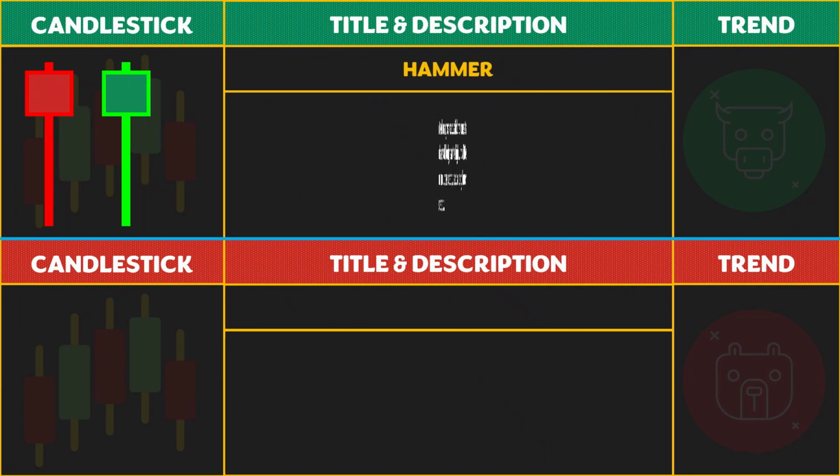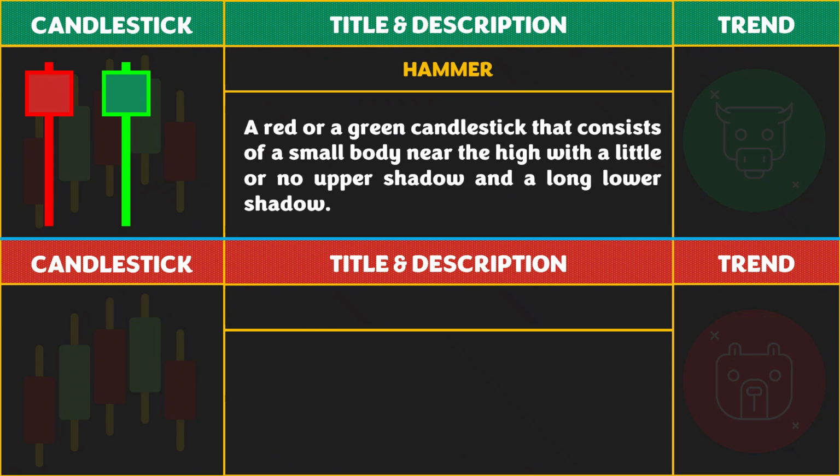Hammer. A red or a green candlestick that consists of a small body near the high with little or no upper shadow and a long lower shadow. It is considered a bullish pattern during a downtrend. Whether the body color is red or green does not change the expectation. The candlestick is called by this name because it looks like a hammer, as it has an elongated lower wick and a short body.